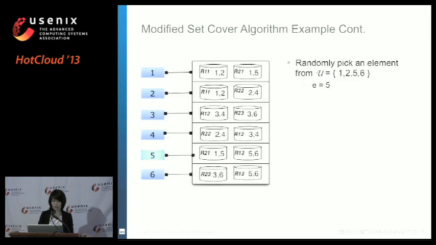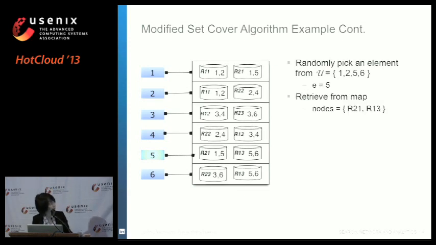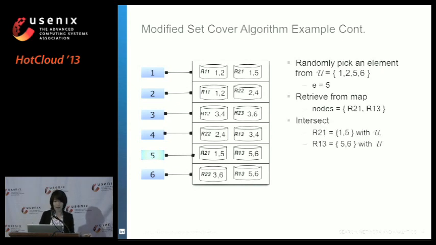So now the modified set cover algorithm works like this. Given this set of inputs, I randomly select an element from this set, and I look up only the graph DB nodes that cover this particular partition. So just these two nodes that store 5, and intersect these nodes with the input set. Select the one that offers the biggest coverage and remove the intersection from the input.